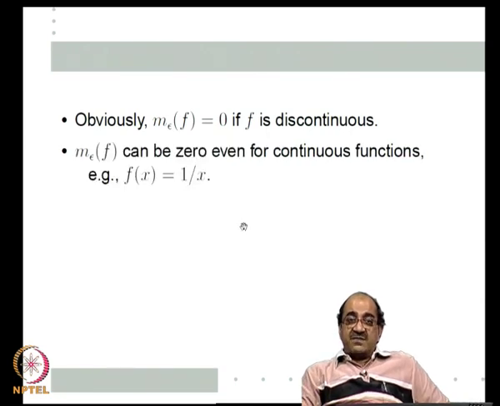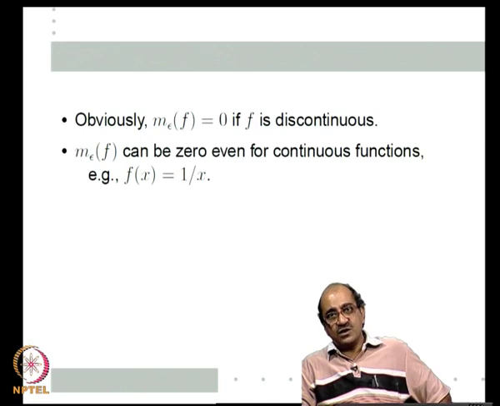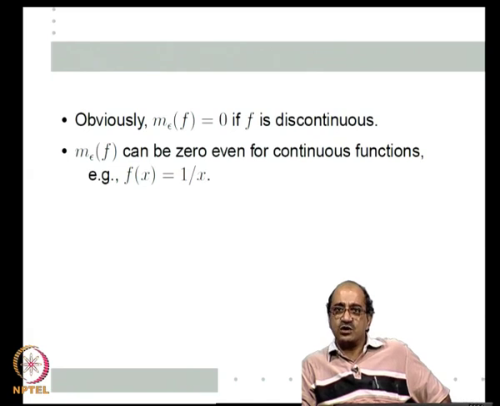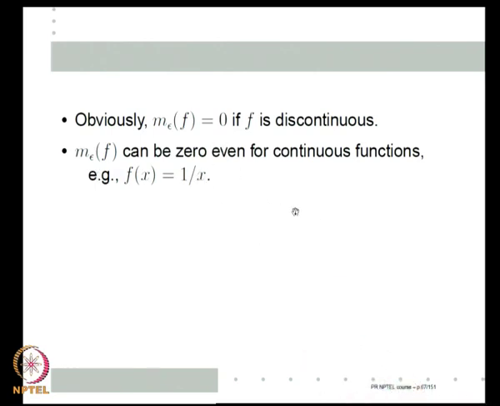But interestingly, the epsilon margin can be 0 even if the function is continuous. If you look at the function 1/x, obviously it is continuous, but as x comes closer to 0, it is varying faster and faster, because its rate of change is of the order 1/x^2. So, it is not a really smooth function, because it varies very fast. So, there can be continuous functions like this, for which the epsilon margin is also 0.